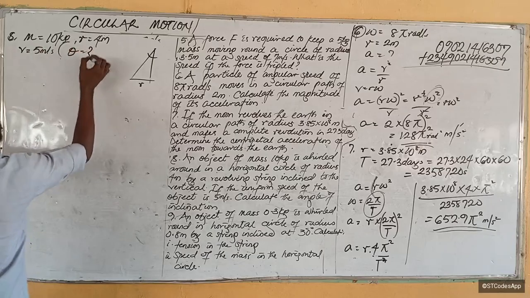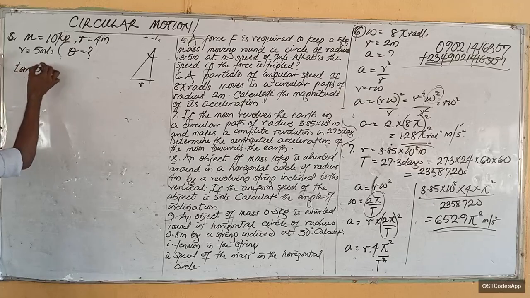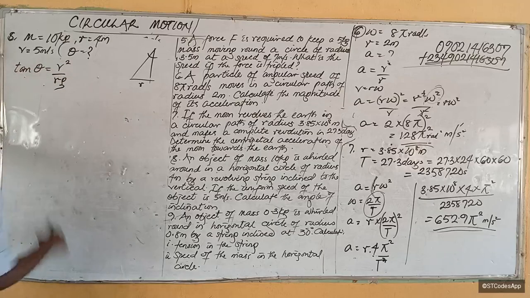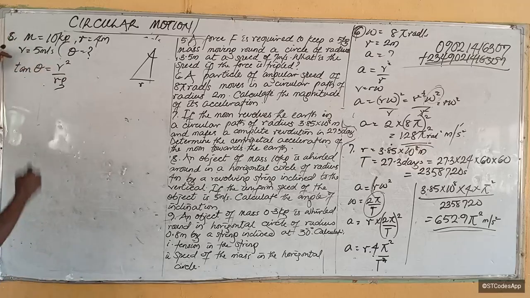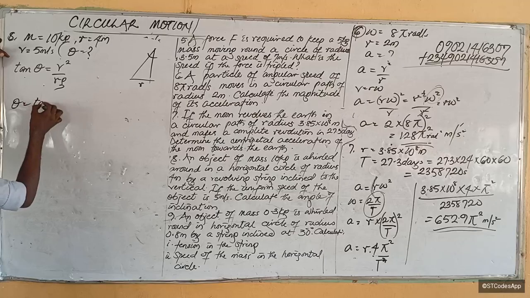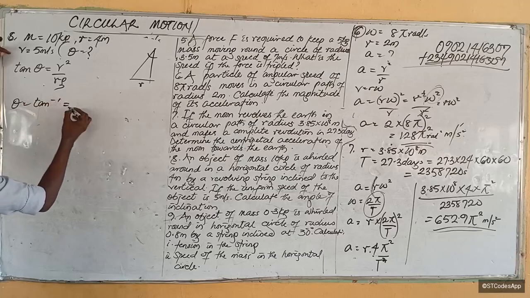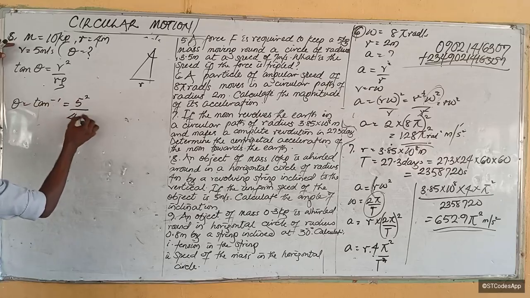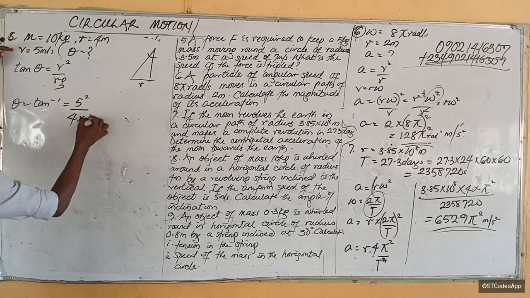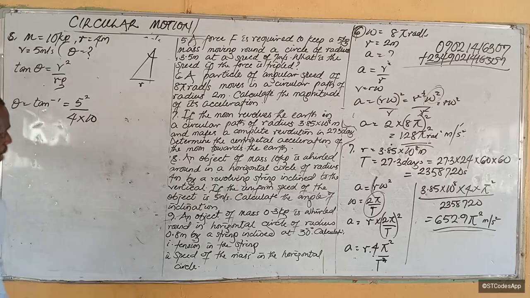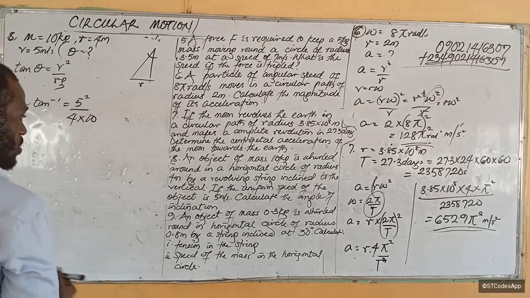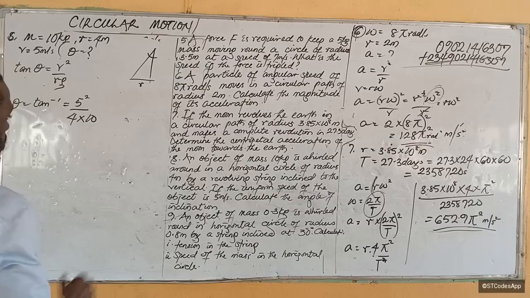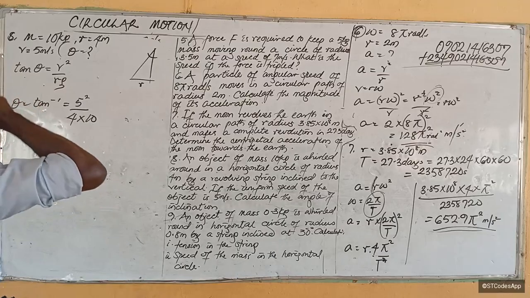This is very simple. Recall that tan theta is v squared over R g. I proved this, right? So theta becomes tan inverse of v squared, 5 squared, over R, 4, times g, 10. Okay, we don't even need the mass here. We don't need the mass for anything.